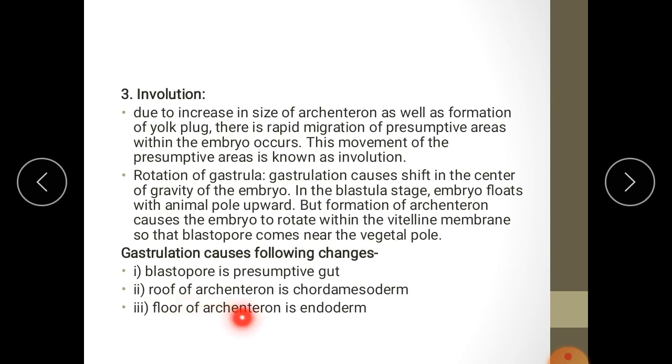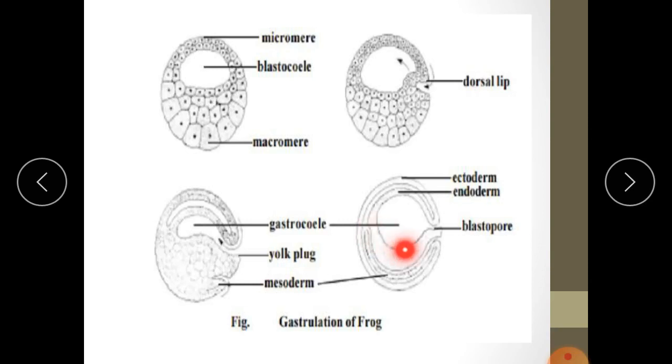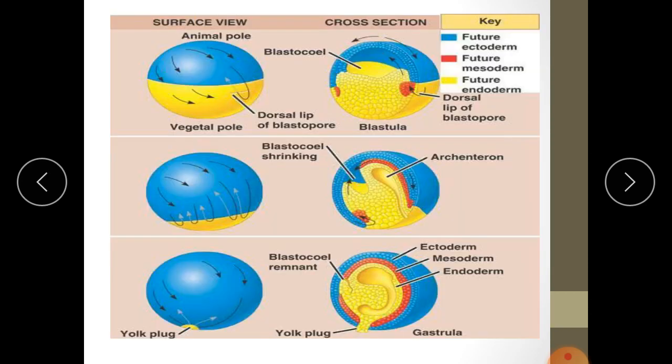Next, the floor of the archenteron is endoderm. This floor of the archenteron is endoderm. The roof of the archenteron is chordomesoderm. And this is presumptive ectoderm. Ectoderm it is. So different stages here. Surface view, cross section. This is cross section. Interior changes we can see in these figures.